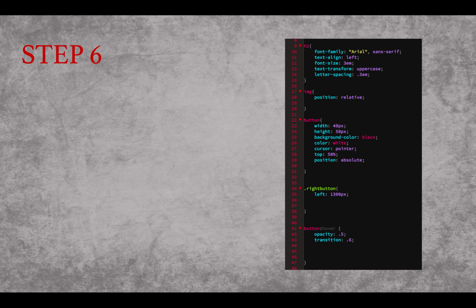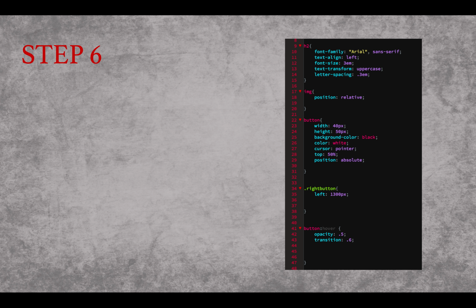the image. And then the position absolute, and that's going to make it so that it's on top of the image. That part's really important. If there's no absolute there, then your buttons aren't going to be on top of the image. Then, as I mentioned earlier, I have an ID right button. This is so that I can style the right button exactly where I want it.